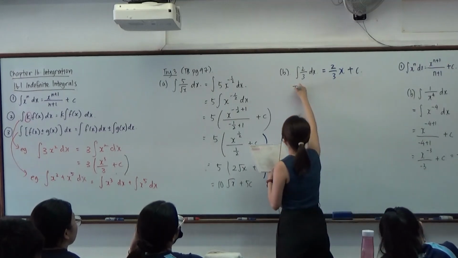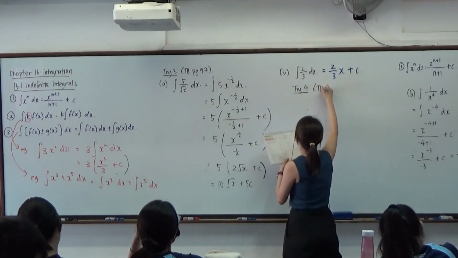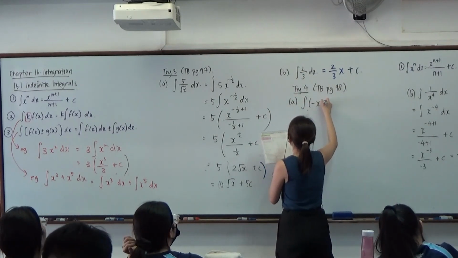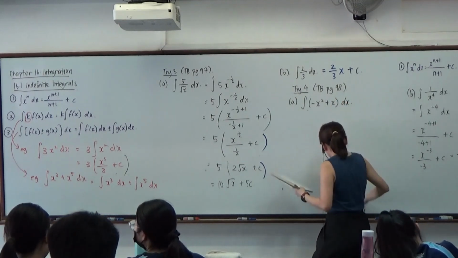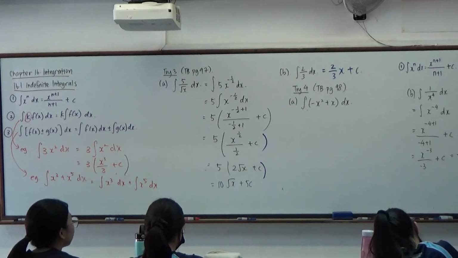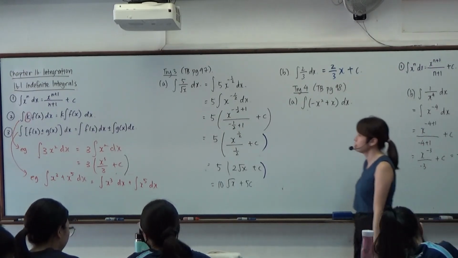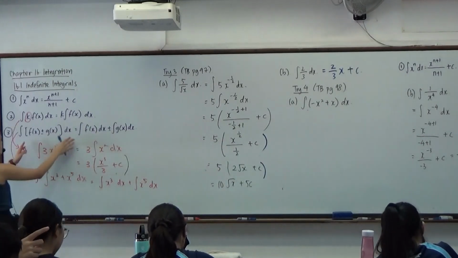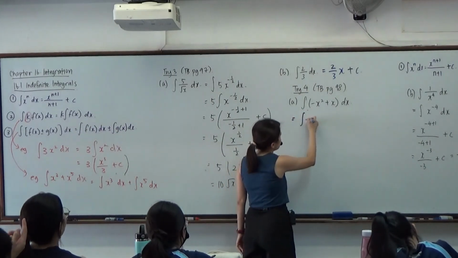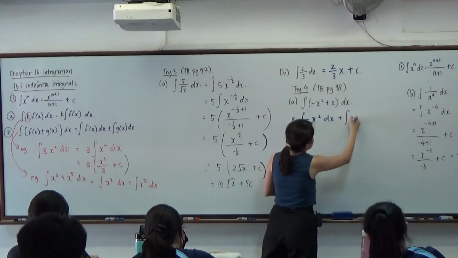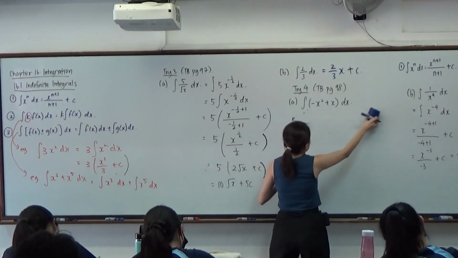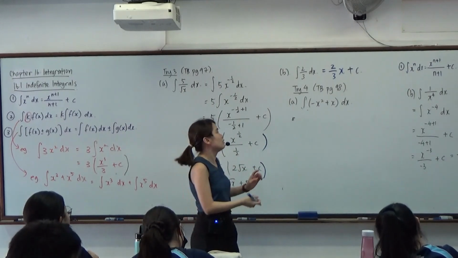Okay, let's look at more questions. Try 4. So integrating negative x squared plus x. As mentioned, the property of integration is that if you're adding two things up, you can look at it separately. But you really don't have to be very clear about separating them out. In case you make some operation mistake, you just have to view it separately in your mind, that will be good enough already.